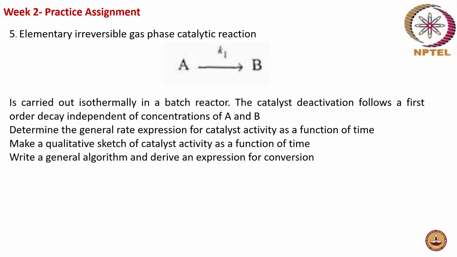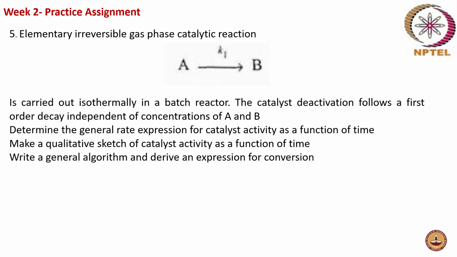Let's get on to the final question for this session. An elementary irreversible gas phase catalytic reaction, A gives B, with some reaction rate constant K1, is carried out isothermally in a batch reactor. The catalyst deactivation follows a first order decay independent of concentrations of A and B. Determine the general rate expression for catalyst activity as a function of time. Make a qualitative sketch of the catalyst activity as a function of time. Write a general algorithm and derive an expression for conversion for this scheme of reaction in a batch reactor.